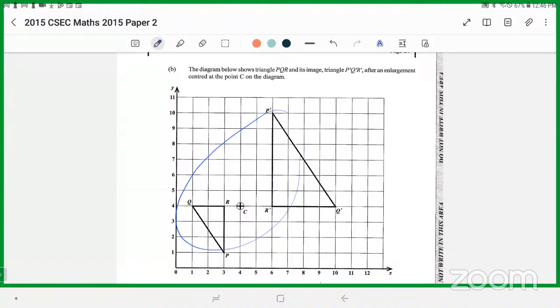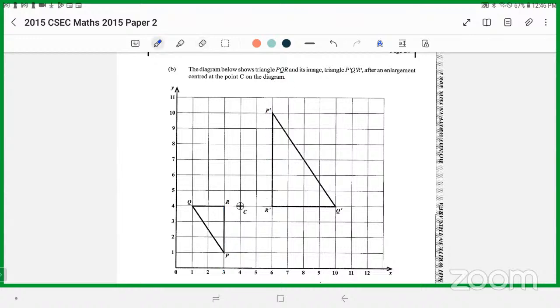Some things about this one right away. For example, the scale factor is negative. I want to know that, because the image and the object are pointing in opposite directions. For example, here, R to P is pointing down, but R prime to P prime is pointing up. So that means that the scale factor is negative.